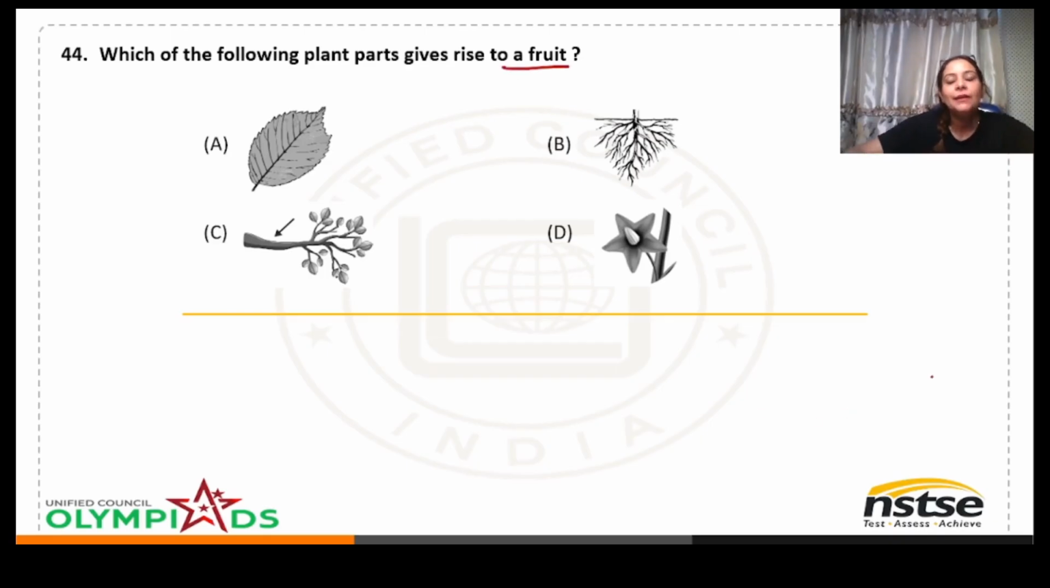Now we know that if we look at the plant, what do you see? We have got different plant parts. We have got roots of the plant, then you have stem.